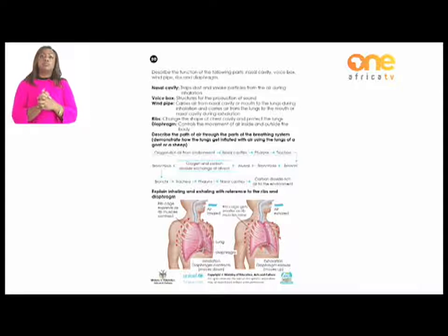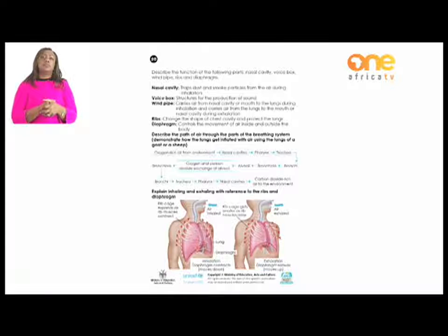In short, we are saying that when we are breathing, it's actually a two-way process. The air going in and the air going out. When the air is going in, it starts with our nose and it ends with our lungs. But when we are breathing out, it starts with our lungs and it ends with our nose and the mouth.